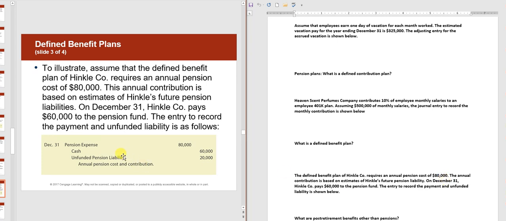All right, so we debit pension expense. And on December 31st, they pay $60,000 of it, and the rest of it, they haven't yet paid. So it's just kind of like when I buy land and pay for part of it and have a notes payable for the rest of it, except this is called an unfunded pension liability.